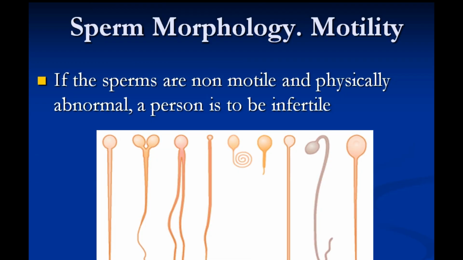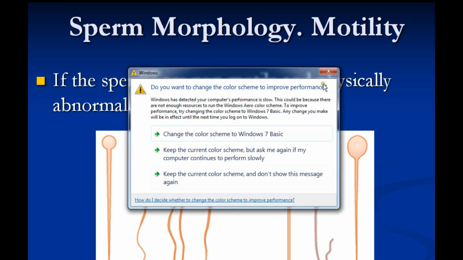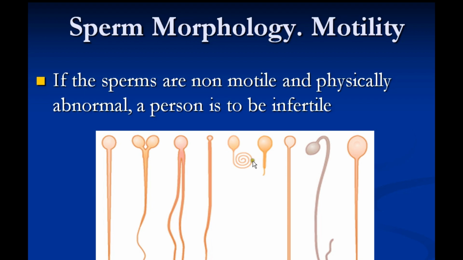These are some morphologically abnormal forms of the sperm. If sperm are non-motile and physically abnormal, a person is infertile, unable to procreate. On the right side is the normal sperm. This is a sperm having two heads and one tail, which is an abnormal form. This is a sperm having one head and two tails.